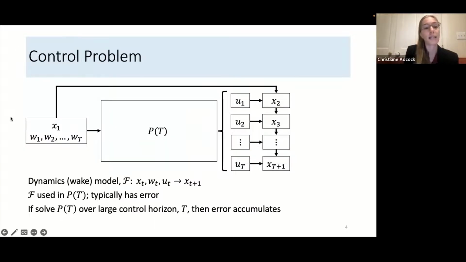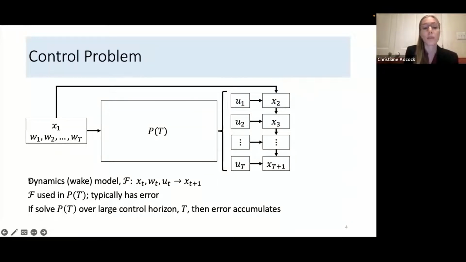In a schematic sense, if you solve this control problem just once, what that would look like is you take in your first state x_1, your exogenous data w_1 through w_T, solve your control problem, and then you output the control actions for every single time step. You can then apply those to your system, starting with state 1, apply u_1, get your next state x_2, and then repeatedly do this to get all of your subsequent states.